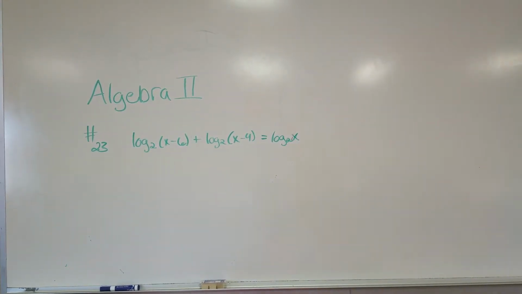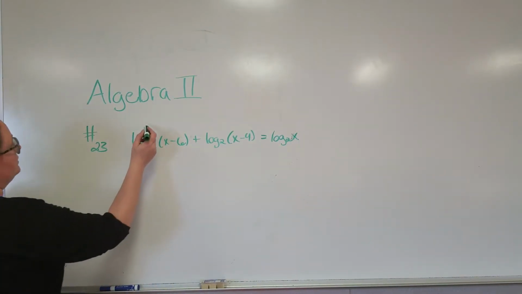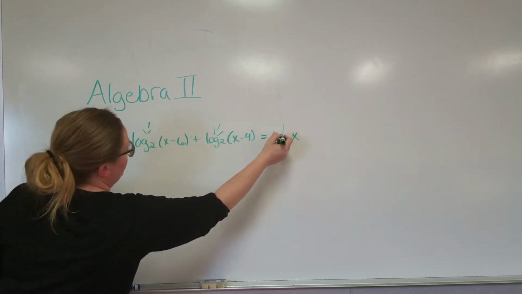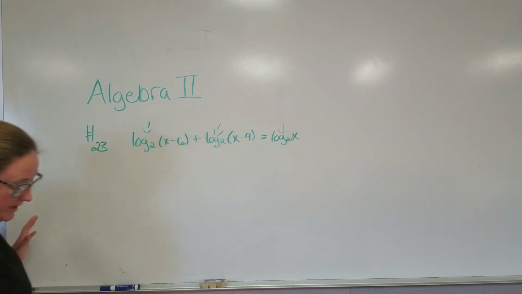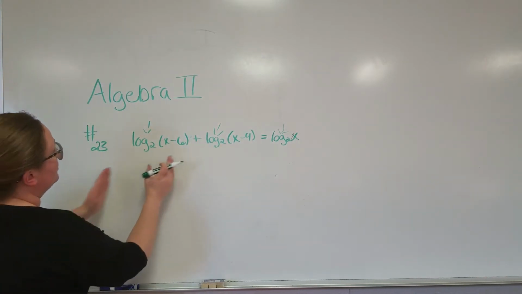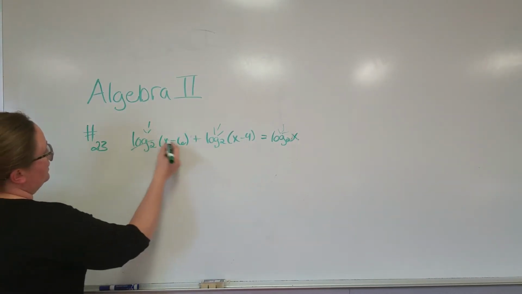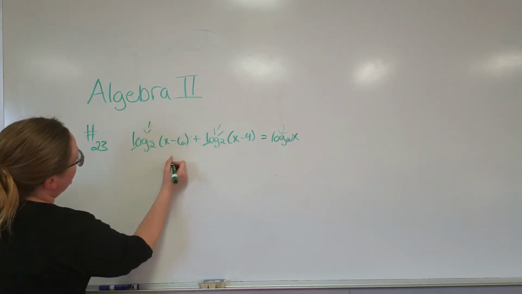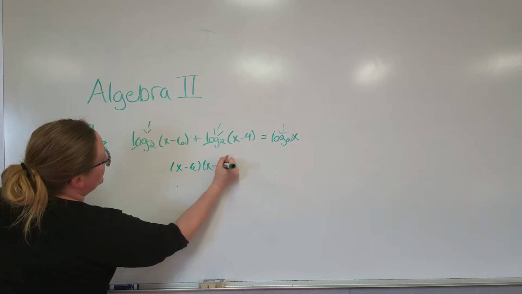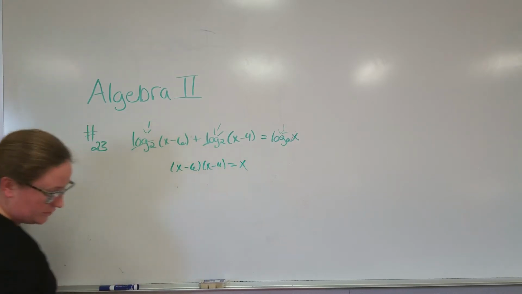All right, problem number 23 is a little bit simpler because they all have log base 2 connected to them. That means we can actually cancel all of those out and we just have to multiply. Remember, in an addition form, you multiply your two things, okay? So all of these can just disappear and you're going to have x minus 6 times x minus 4 equals x. And you're just going to solve this.